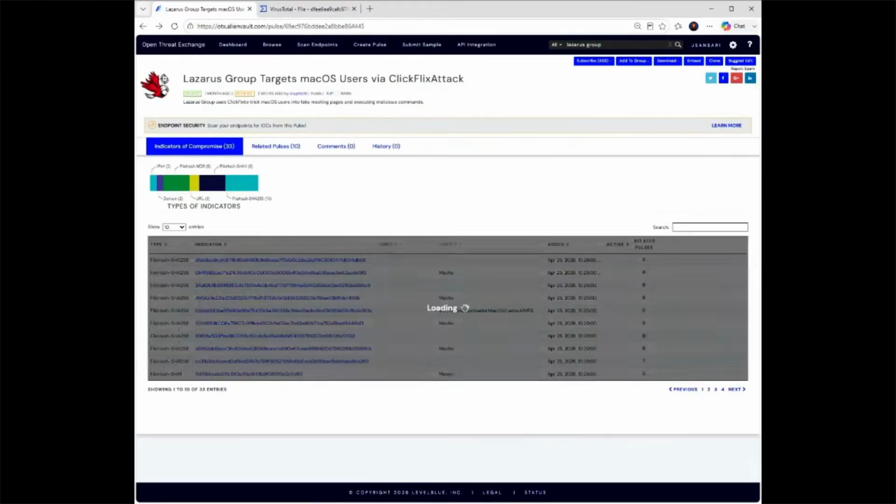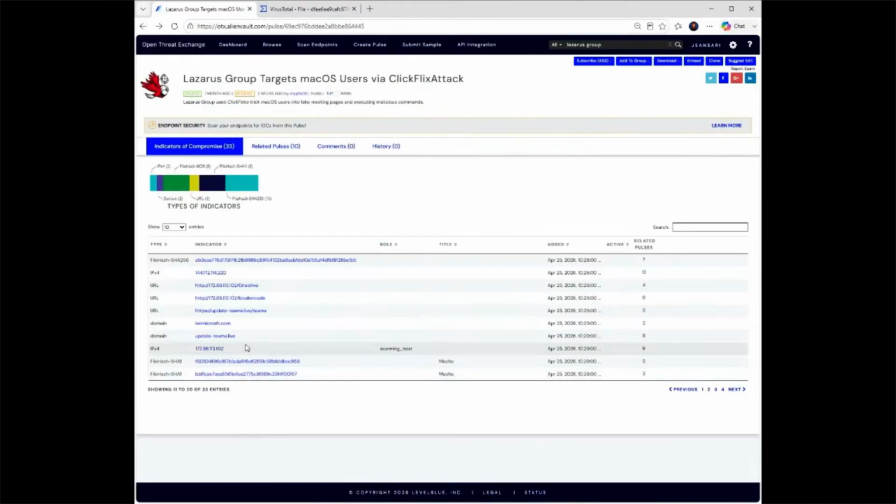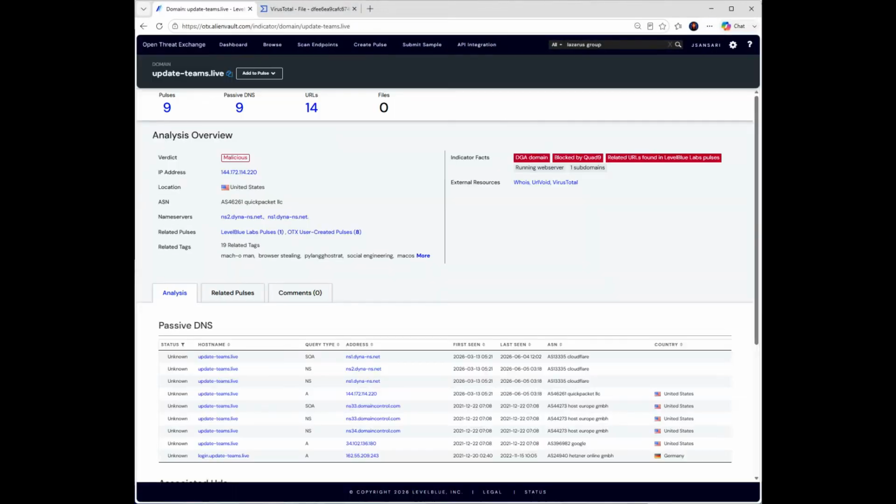Next, I'm searching the domain. The domain also returns 9 related threat pulses, indicating that it has been observed in multiple investigations and campaigns. It also confirms that the file is a fake Microsoft Teams application used as part of the attack. OTX also identifies the domain as malicious and shows that it resolves to the IP address I'll be analyzing next. This helps establish a connection between the two indicators.